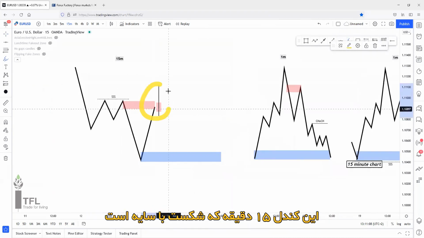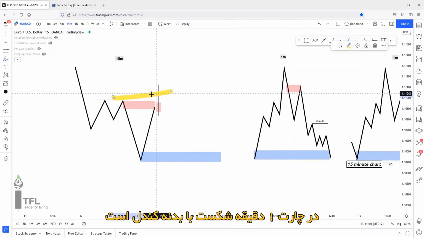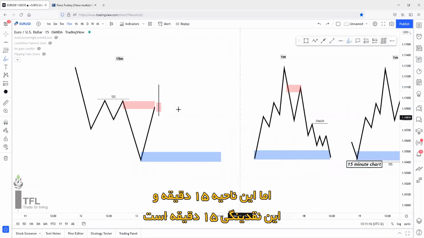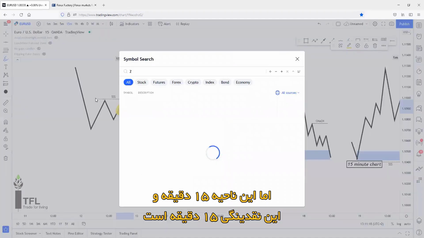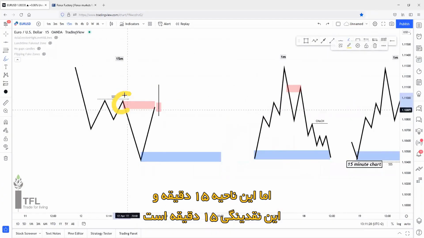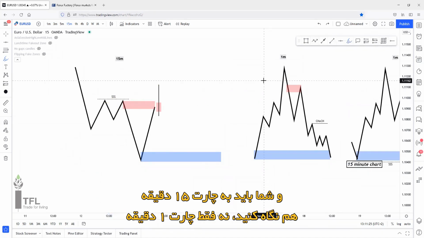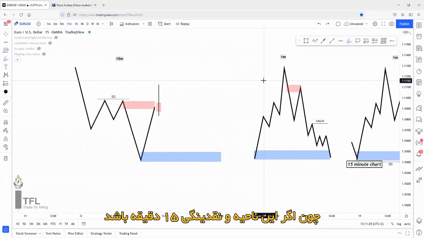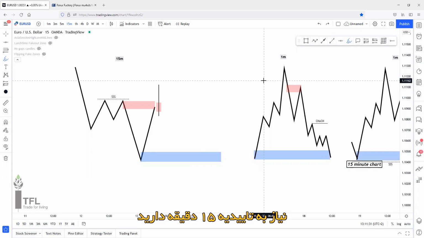So this 15-minute candle, which is just a weak break, will look like an actual body break on the 1 minute chart. But since this is a 15-minute zone, and this is a 15-minute liquidity, you'll know that you have to take a look at the 15-minute chart and not just at the 1 minute chart. Because if it's a 15-minute zone and a 15-minute liquidity, you'll need a confirmation on the 15-minute chart.